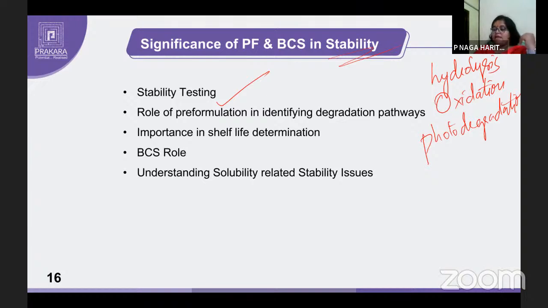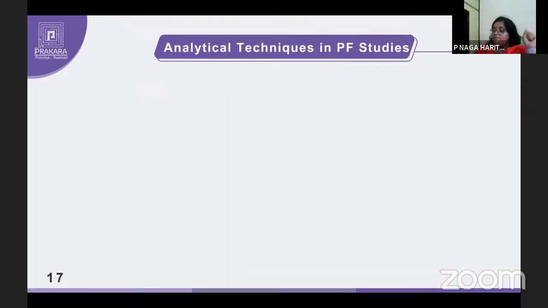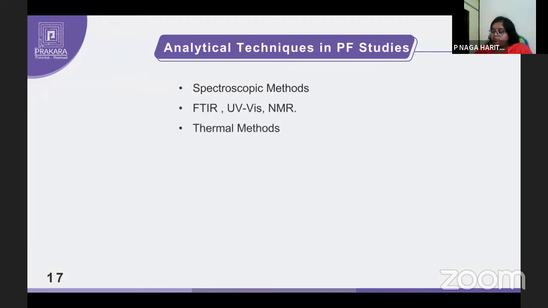And then the contribution of the BCS is that solubility-related stability issues such as precipitation or crystallization can be better understood through the BCS classification. For example, class 2 drugs with low solubility may experience instability because of solubility-limited dissolution in the formulations. And then coming to the analytical techniques in pre-formulation studies, we have spectroscopic methods.